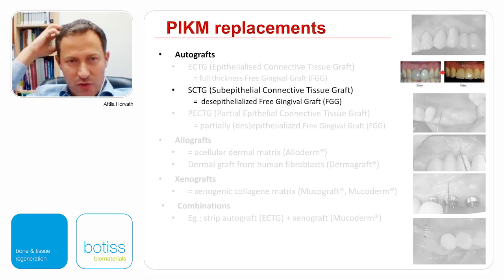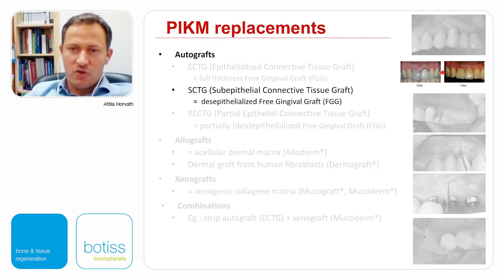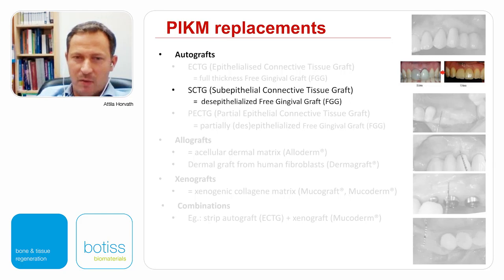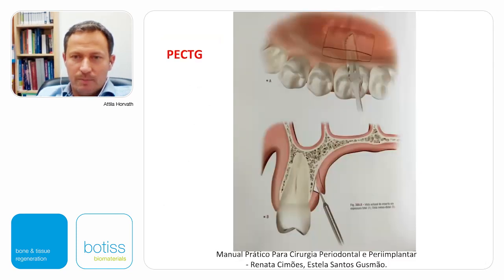Now, in order to reduce the morbidity and the pain and discomfort of the patient, I tried to do a subepithelial connective tissue graft, so leaving the epithelium on the surface, but unfortunately these approaches were not really successful, most probably because the subepithelial connective tissue graft doesn't really have the biological information for creating epithelial tissue. So let's skip to the partial epithelial connective tissue graft, which again seems to be less invasive compared to the ECTG.